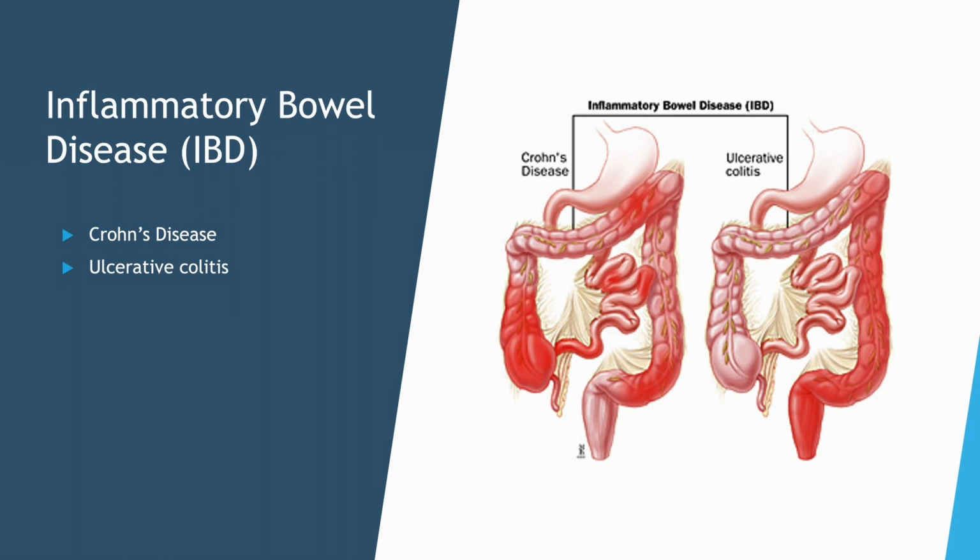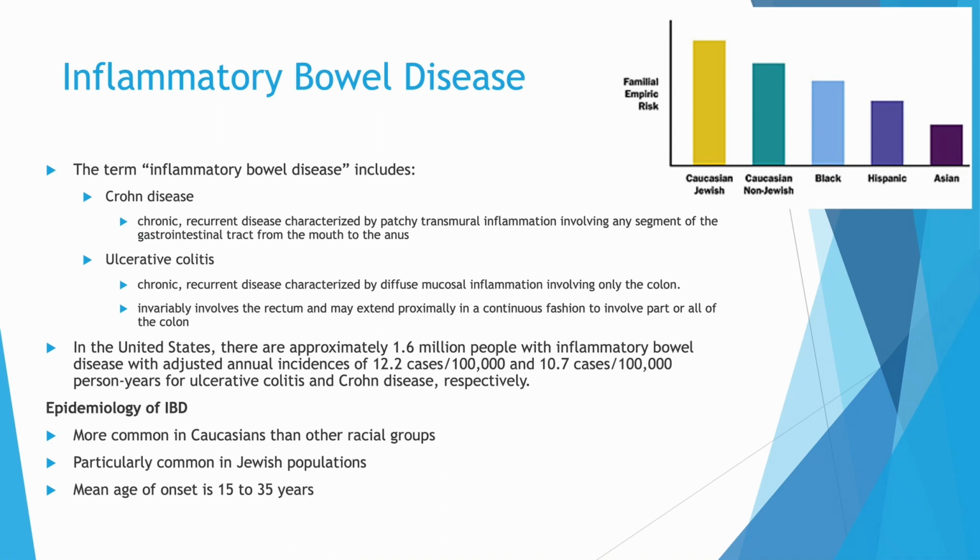So inflammatory bowel disease, or IBD, is an umbrella term for two other diseases called Crohn's disease and ulcerative colitis. Those are the two sister diseases that fall under the IBD diagnosis. Before we get into the specifics of each of those, we're going to talk really briefly about IBD in general.